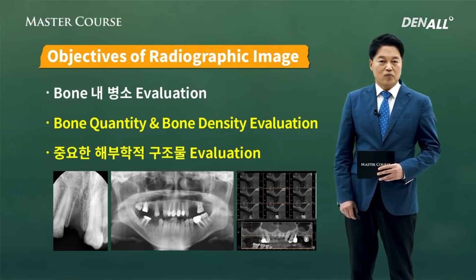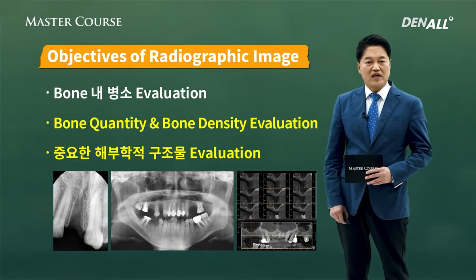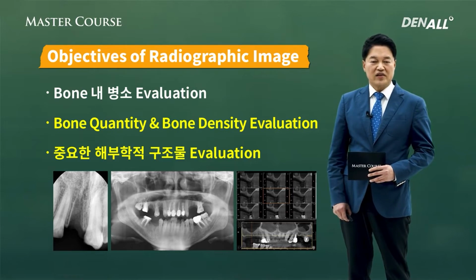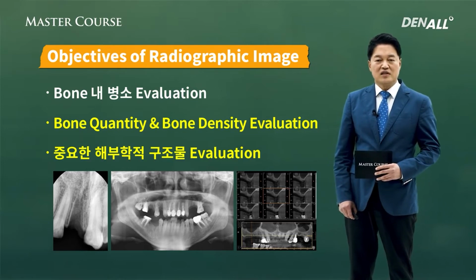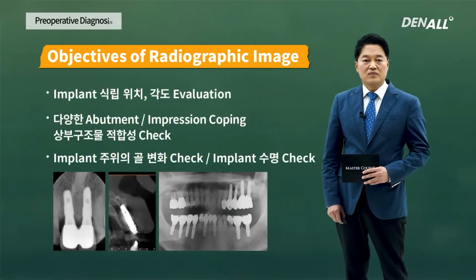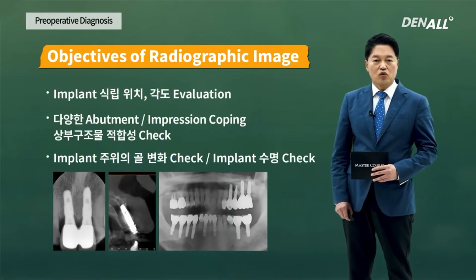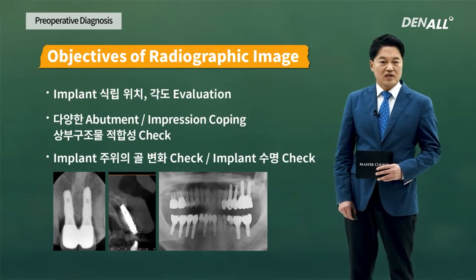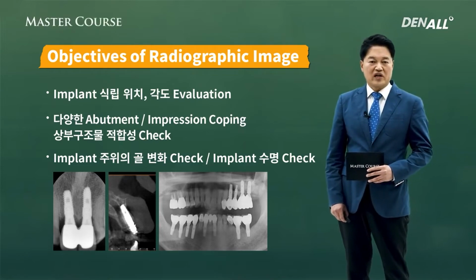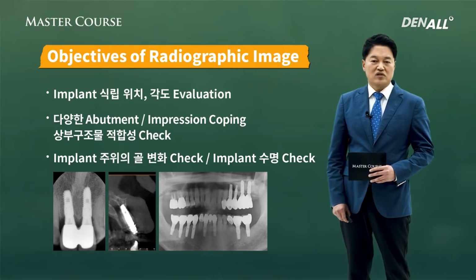In relation to implant treatment diagnosis, bone density and quantity are evaluated, and important anatomical structures are evaluated to avoid them. In other words, the mandibular canal or sinus floor position is accurately determined, and this is very important in planning implant treatment. Implant placement position or angle is evaluated, and the compatibility of various abutment or impression coping superior structures is checked using radiographic images. You also check bone changes after the implant has been placed, and for implant lifespan.